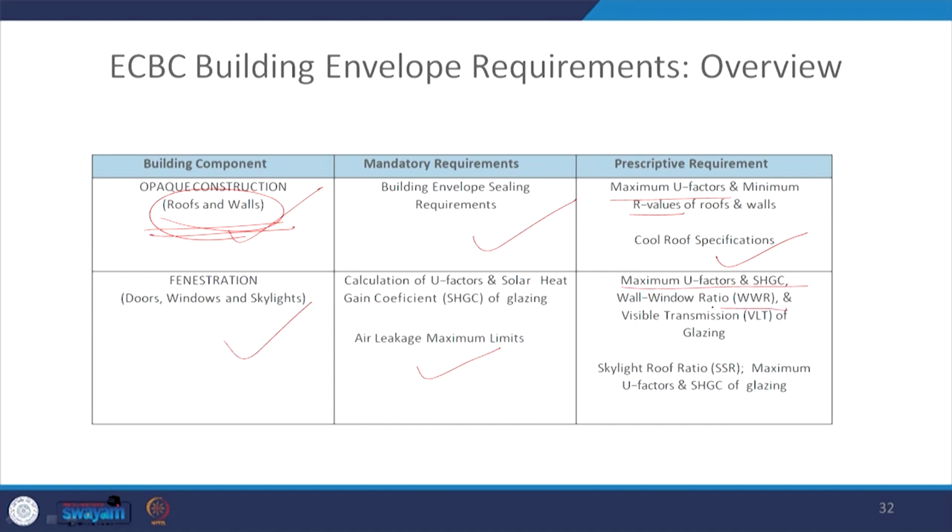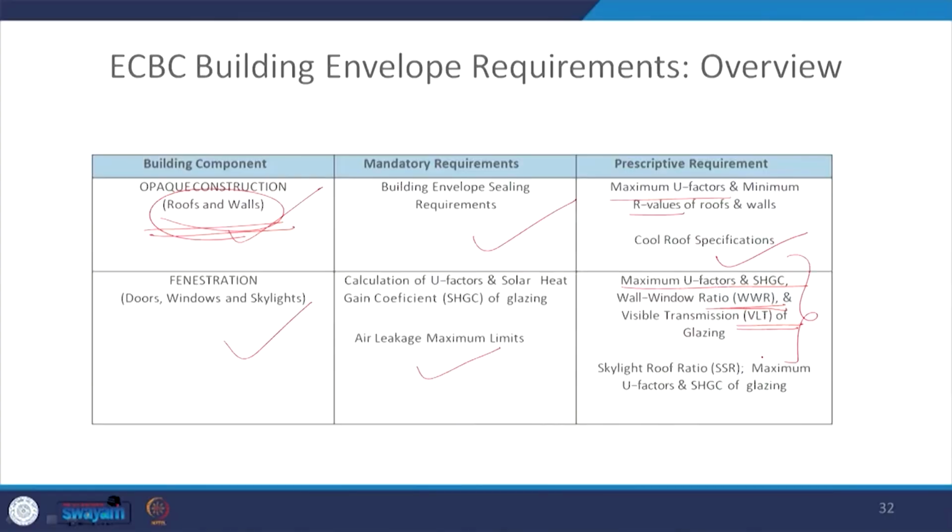We talk about WWR, limiting the window wall ratio, and we also talk about the VLT, the visible light transmittance, because it is a compromise. So, we have both the heat gain and the light going in simultaneously. So, we have to look at all these properties of the fenestration.